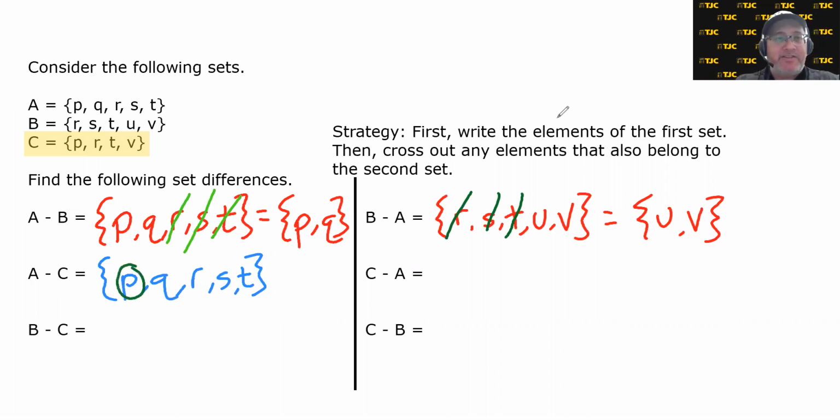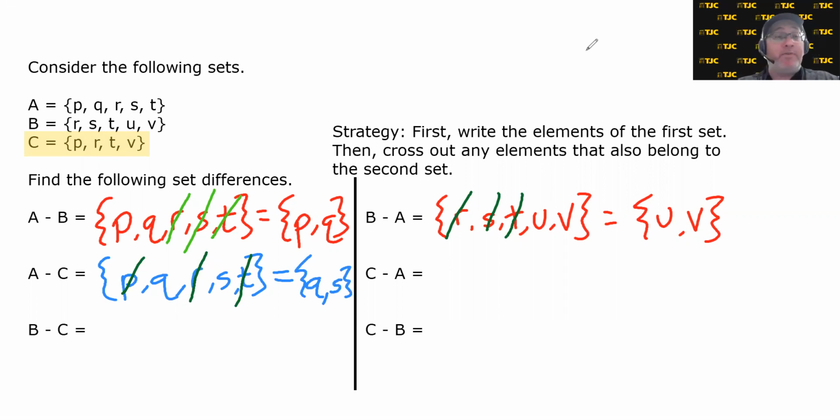Is letter P in set C? Yes, it is. Is the letter Q in set C? No, it is not. Is the letter R in set C? Yes, it is. It's right there. And since we're crossing out things that belong to set C, we're going to cross out the R. Is the S in set C? It is not. We do not cross it out. Is the T in set C? Yes, it is. And so since we are crossing out the elements of set C, we cross out that guy. And who does that leave us with? That leaves us with Q and S.